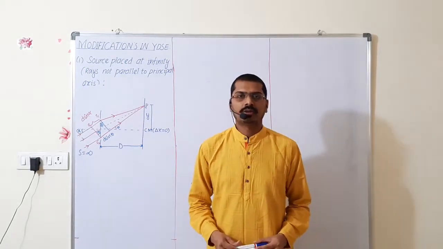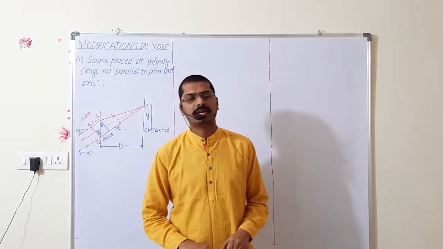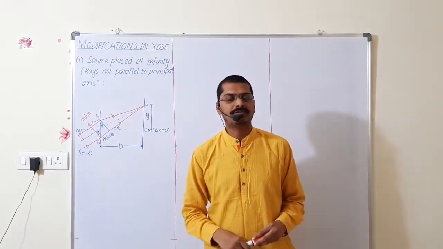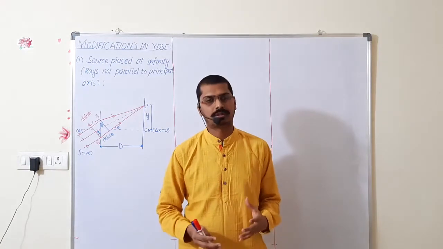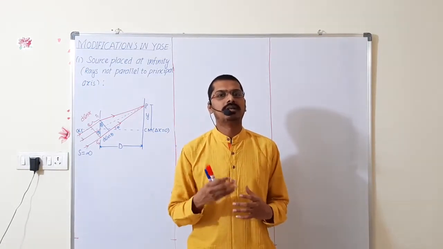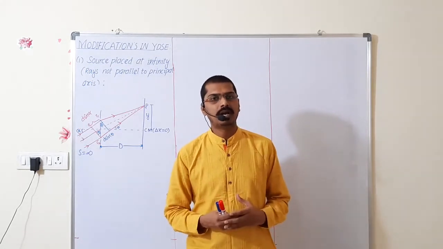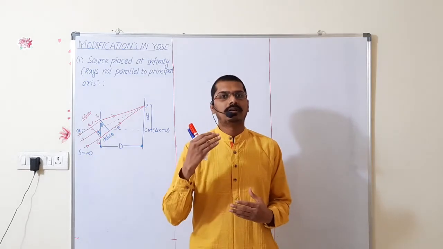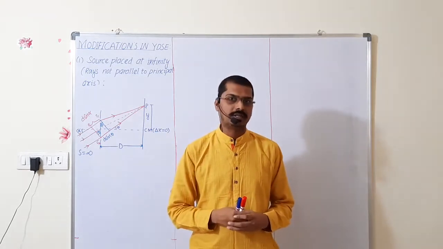Hello everyone. Today we are going to discuss modification in Young's double slit experiment. The modification means we are changing the position of the source. Whenever we change the position of the source, how will the central maxima be formed, what is the path difference, and what is the position of the bright fringes and dark fringes?